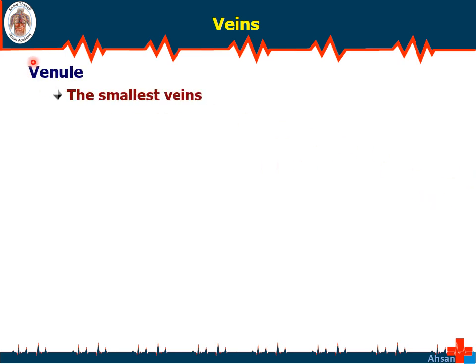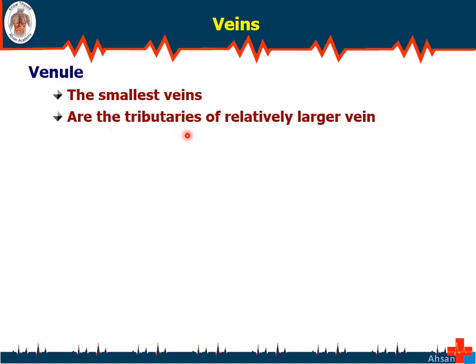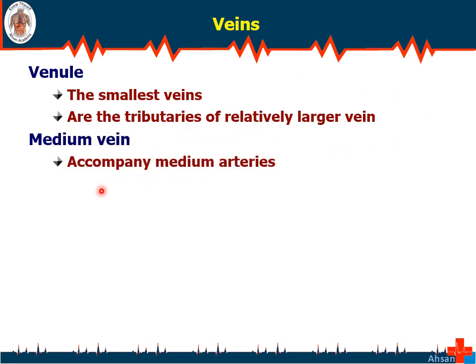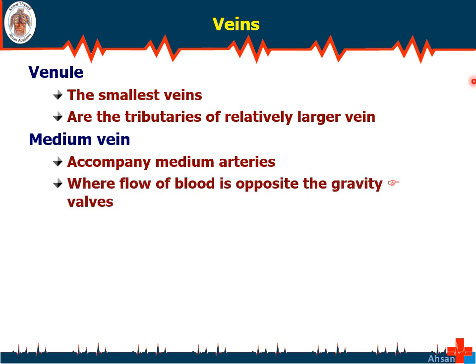So the capillary veins make the venules. This vein drains into the small vein. These tributaries drain into relatively larger veins and form the medium-sized vein. They accompany the medium-sized artery and they are named.